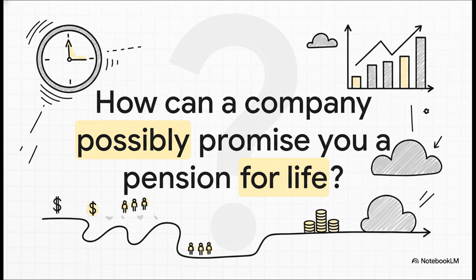Think about a pension. It's a promise, right? A promise of income that could last for decades, maybe 20, 30, even 40 years. How on earth can a company calculate the cost of a promise that stretches that far into the future?